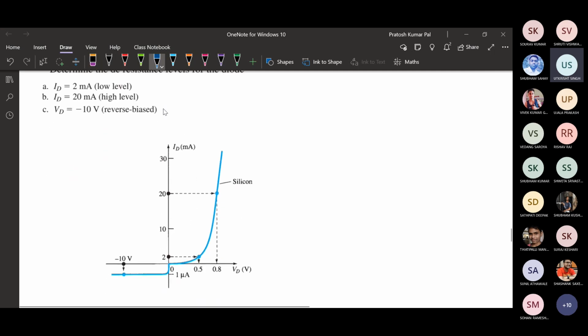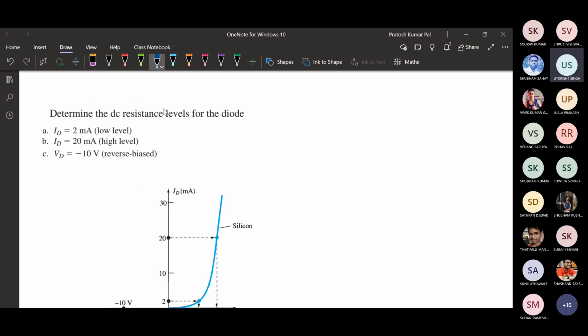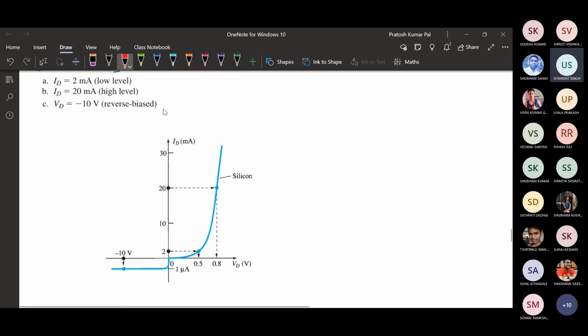So here we need to find out the different DC resistances. Suppose this is the question: we need to find out the different DC resistance levels for a diode for different currents. Suppose this is the curve given, and we first need to find out the DC resistance at ID equals 2 milliampere. What will be the RD?